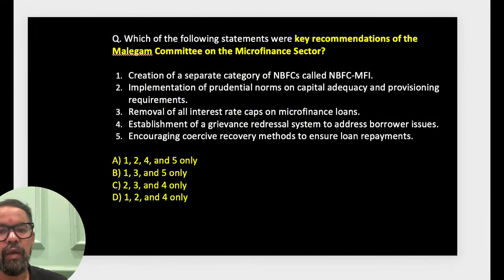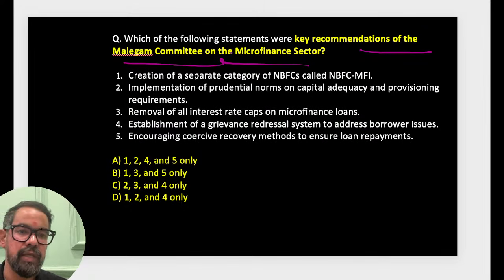ठीक है, चलो आगे. Which of the following statements were key recommendations of the Malegam Committee on the microfinance sector?